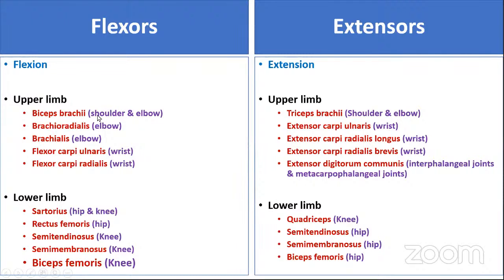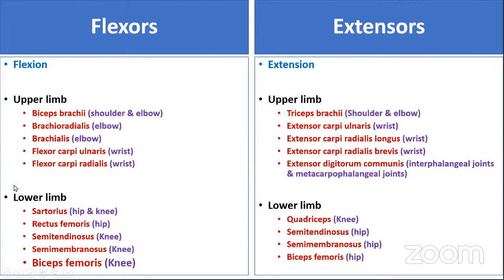And the one which is shown with the purple color. So here, biceps brachii brings about flexion at the shoulder joint as well as elbow joint. Brachioradialis brings about the flexion at the elbow joint. Brachialis also brings about the flexion at the elbow joint. Flexor carpi ulnaris, here the muscle is shouting that my function is flexion. Flexor carpi ulnaris, here the flexion takes place at the position of the wrist. It's the same for the other muscle, the flexor carpi radialis.